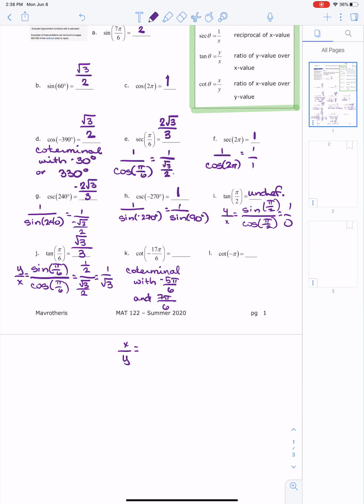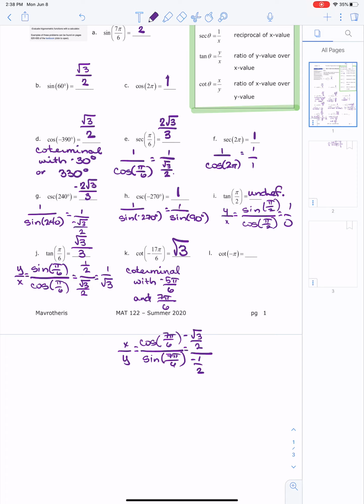Cotangent is x over y. So that's going to be the cosine of 7 pi over 6 all over the sine of 7 pi over 6. Negative square root of 3 over 2 all over negative 1/2. We get positive square root of 3.